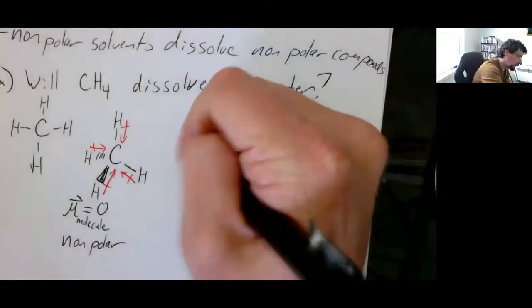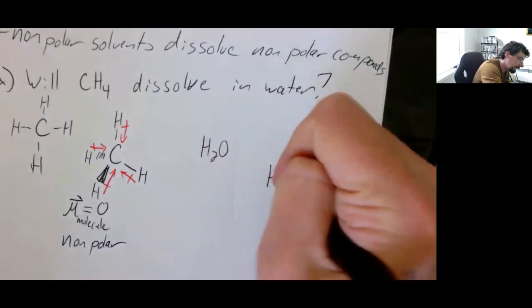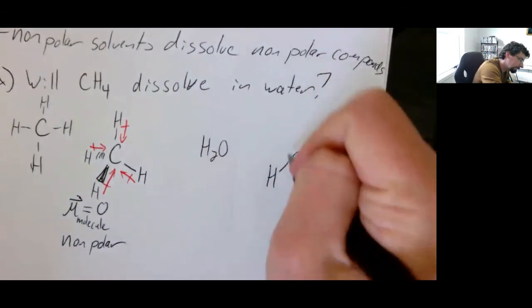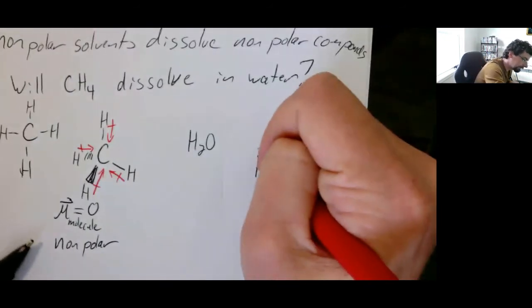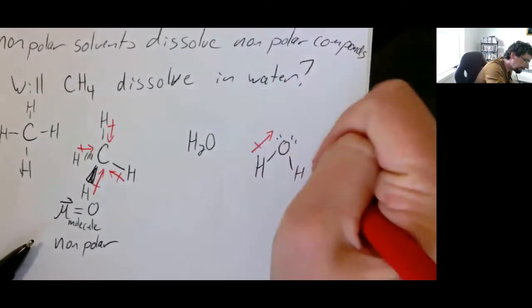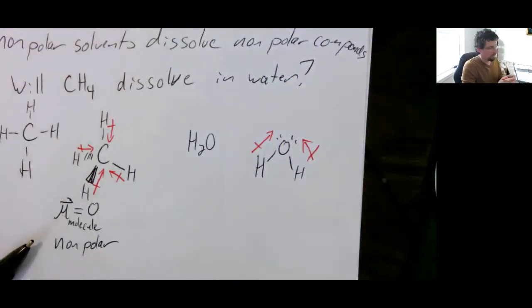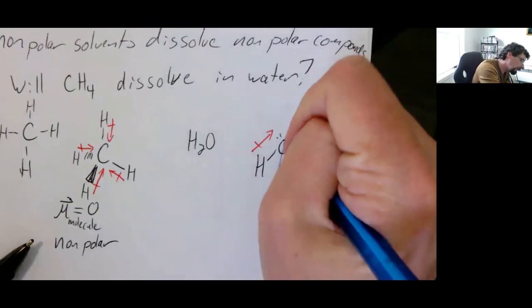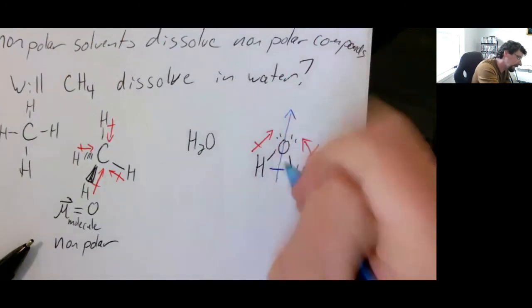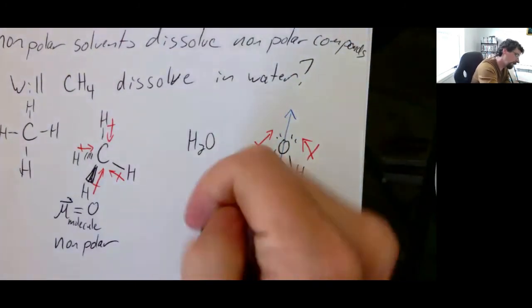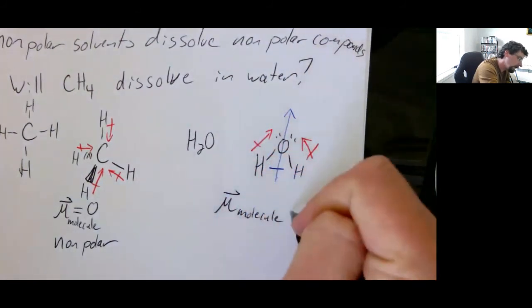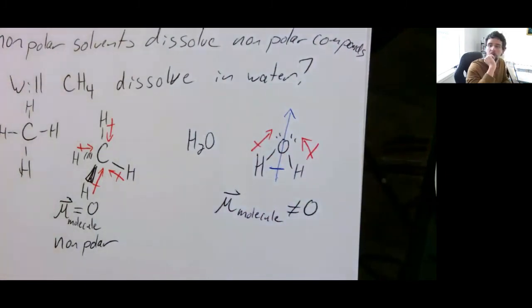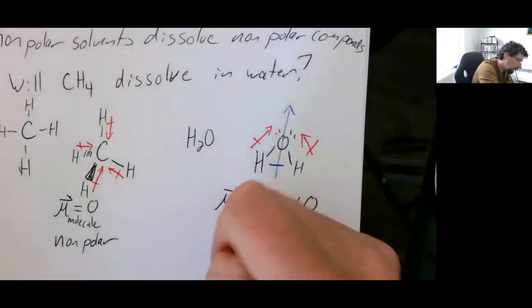Whereas let's consider water, H2O. We draw that out. Let's draw out the bond dipoles. If you look, they are not completely equal and opposing. There's going to be an overall dipole moment that points in this direction. So therefore, this molecule does not have a 0 overall dipole moment, and therefore it is polar.